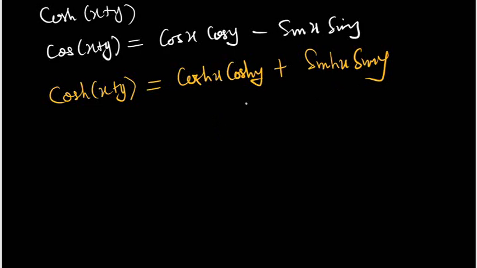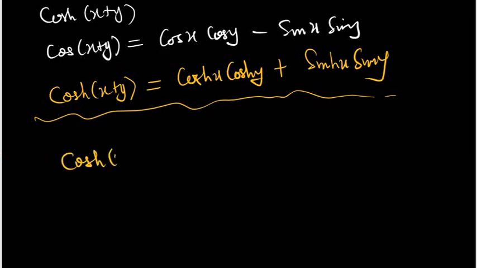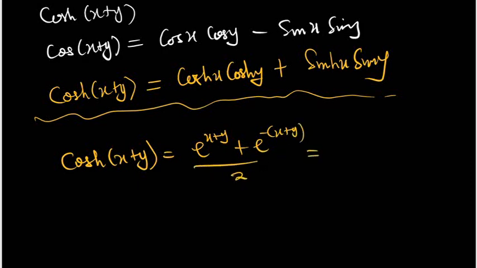Similarly, we are going to use the exponential functions and see whether the left hand side will be equal to the right hand side. We know that cosh x plus y, in exponential form, will be e power x plus y plus e power negative x plus y all over 2. We can open the bracket if we so wish, to be e power x plus y plus e power negative x negative y all over 2.